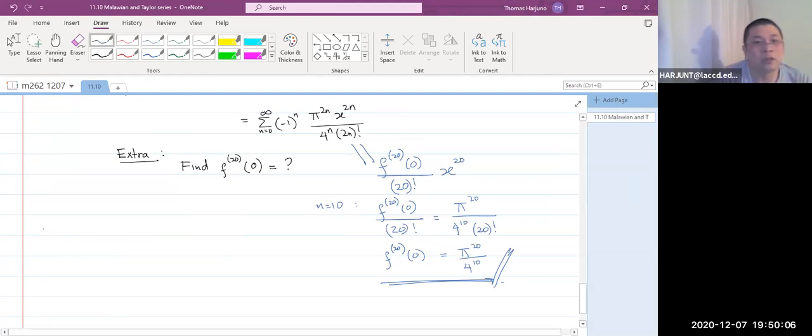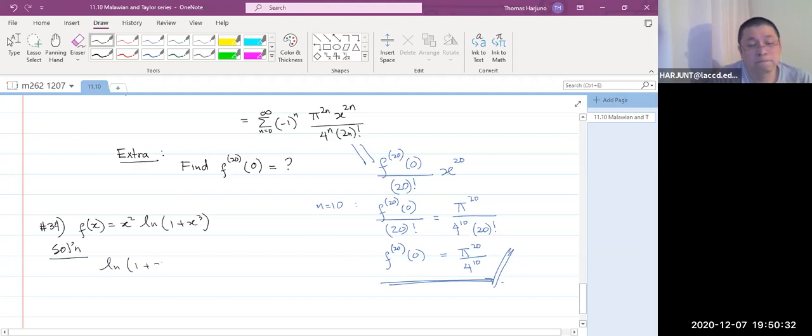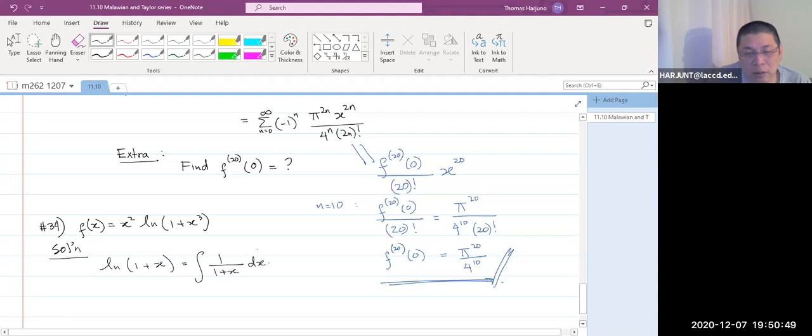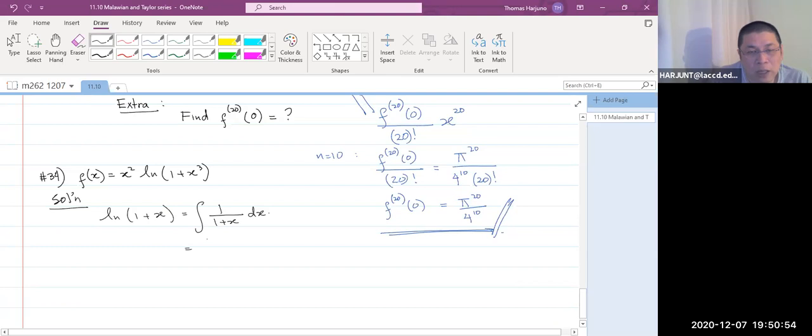Let's do more. How about number 34? Let me do it here. Number 34, find the Maclaurin series for f(x) equals x squared natural log of 1 plus x cubed. Let's start with natural log of 1 plus x. I wonder if you remember that. That's the integral of 1 over 1 plus x dx. Do you remember that? Now, of course, it would be nice if you memorize that. Of course, you can just cheat from the book.